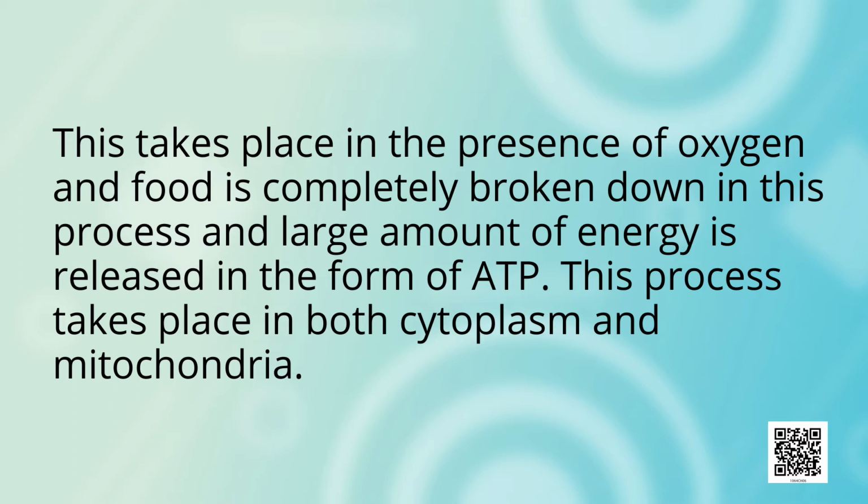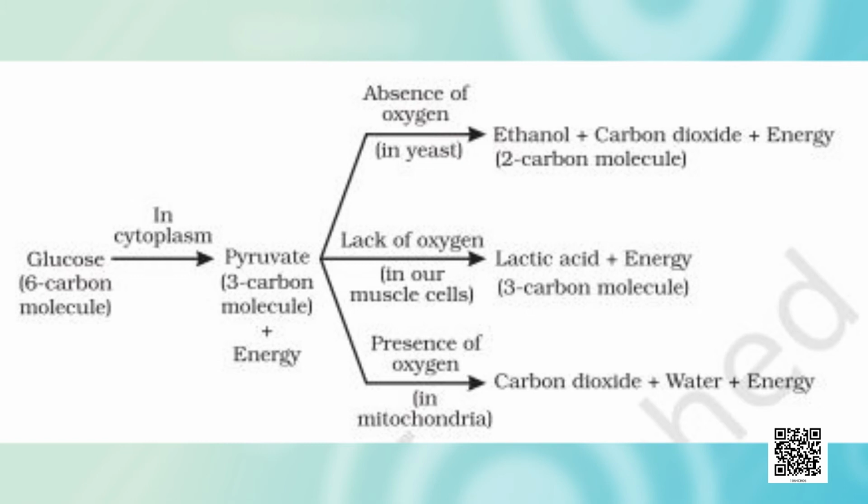This process takes place in both cytoplasm and mitochondria. Glucose is broken down in the cytoplasm of the cells into pyruvate, which is a 3-carbon molecule. After this, pyruvate can be broken down anaerobically or aerobically. In mitochondria, in the presence of oxygen, this pyruvate is broken down into carbon dioxide, water, and energy, and this is aerobic respiration, which releases a large amount of energy.